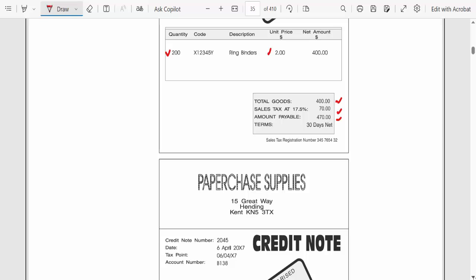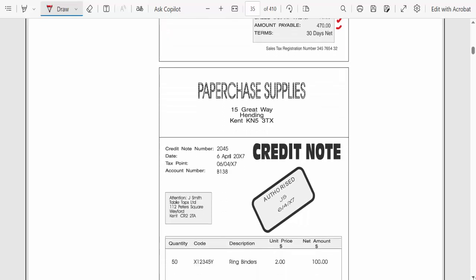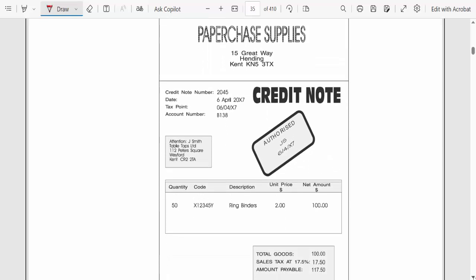Issuing the credit note. After receiving the goods, Tabletops Ltd. raised a concern with Paperchase Supplies. Perhaps some of the ring binders were not satisfactory, or there was an error in the order. As a response, Paperchase Supplies issued a credit note on April 6, 20X7 to adjust the amount Tabletops Ltd. needs to pay. The credit note, number 245, contains the following details.